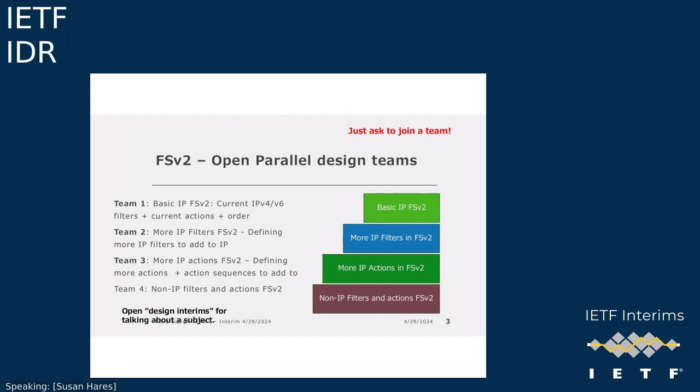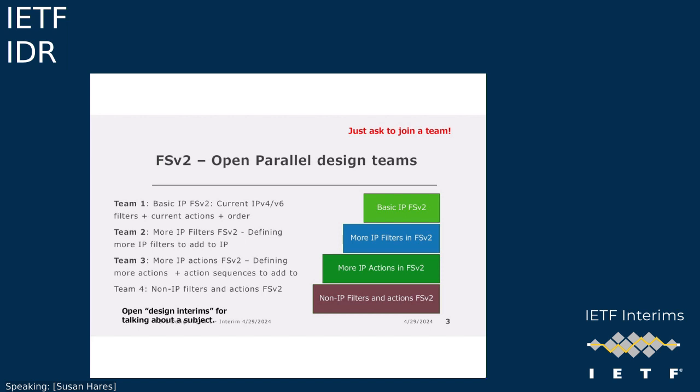So we talked to Gunter, I talked to Jeff and some other people who'd been working on implementations, shipping. And my understanding is that if we broke it into several pieces that added to one another, people would implement it. So we broke the chunks into a basic flow spec V2 for IP.